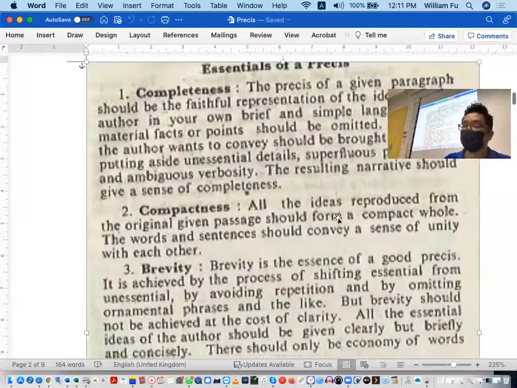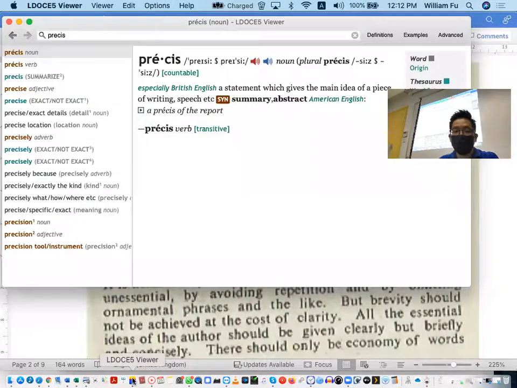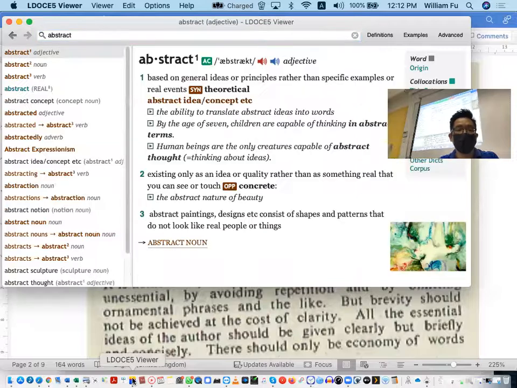All the ideas reproduced from the original given passage should form a compact whole, not a part of it. The words and sentences should convey a sense of unity with each other. Oh, by the way, do you know the word abstract? Abstract, as in this meaning, as a noun.